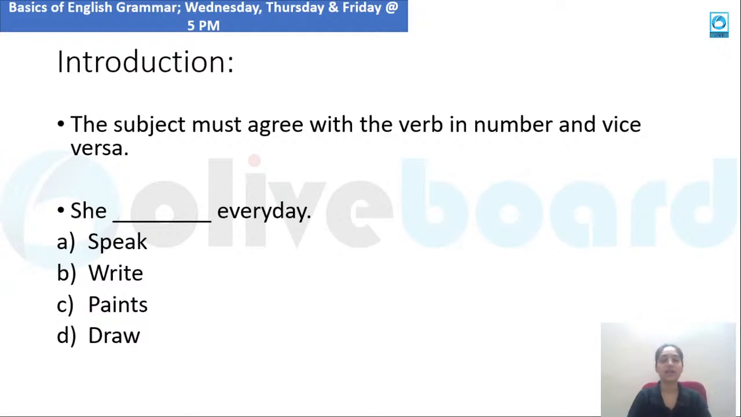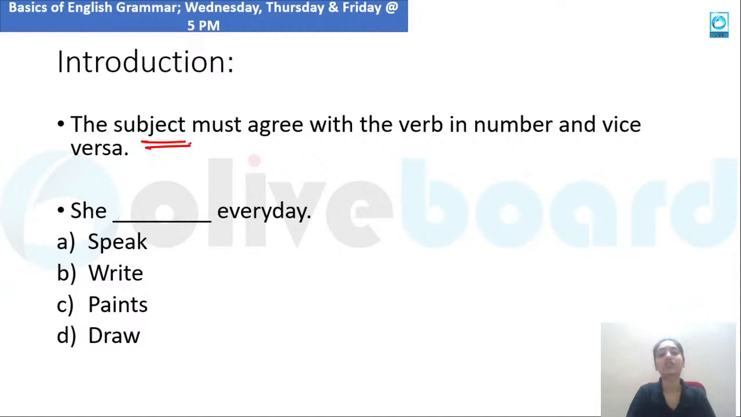So let's start the class. Let's first try and understand the topic. Now, the name of the topic is subject verb agreement. As the name suggests, the subject and the verb of the sentence must agree with each other in terms of number. So if your subject is singular, your verb must also be singular. Similarly, if your subject is plural, your verb must also be plural. So this is what the introduction says.